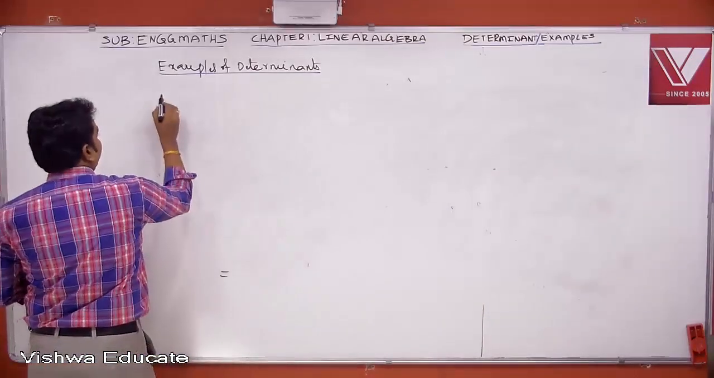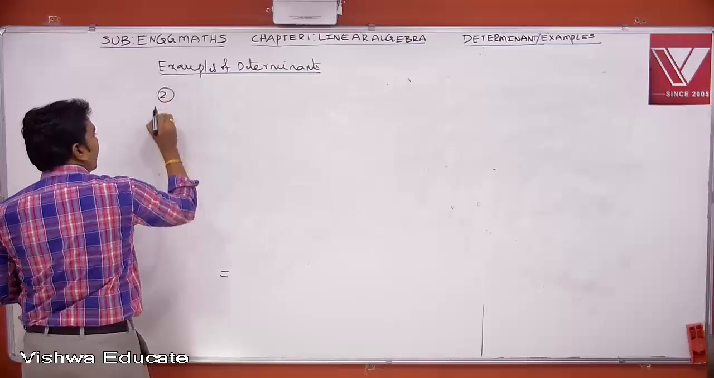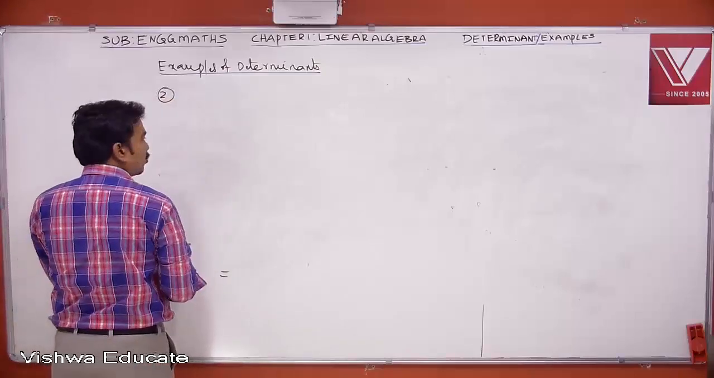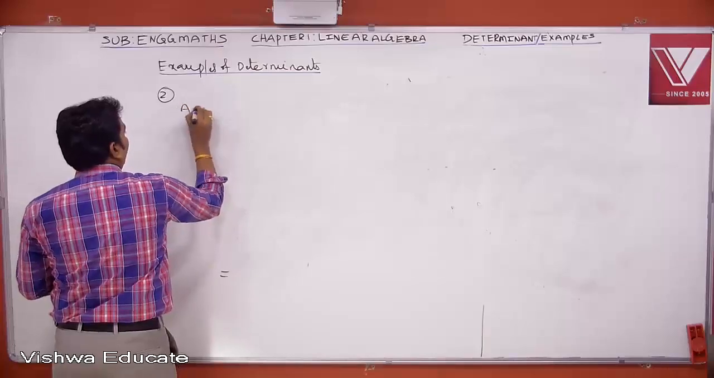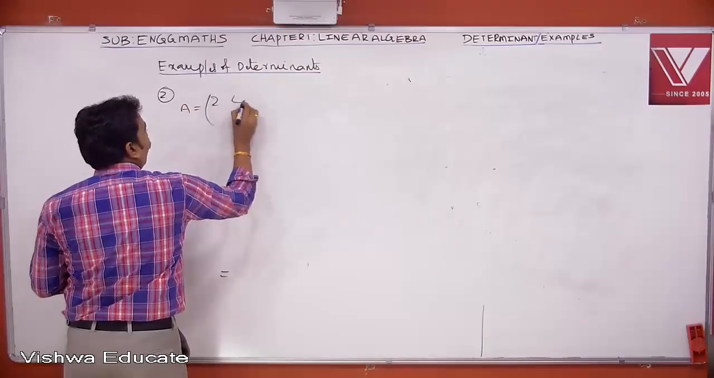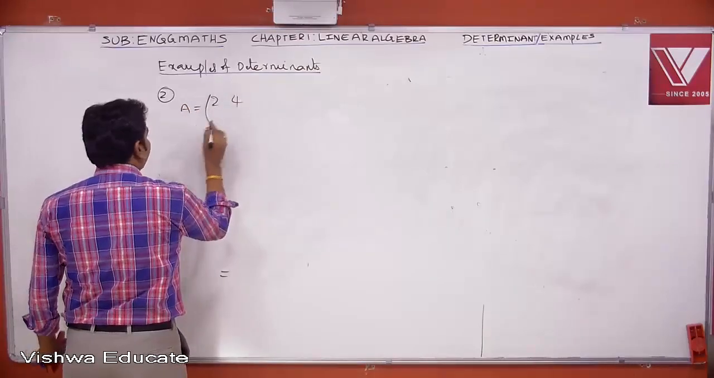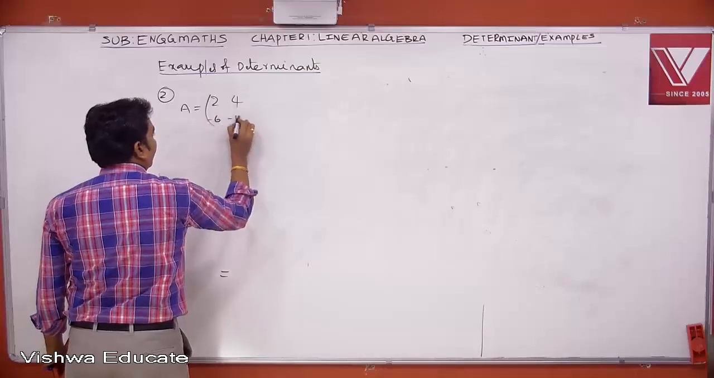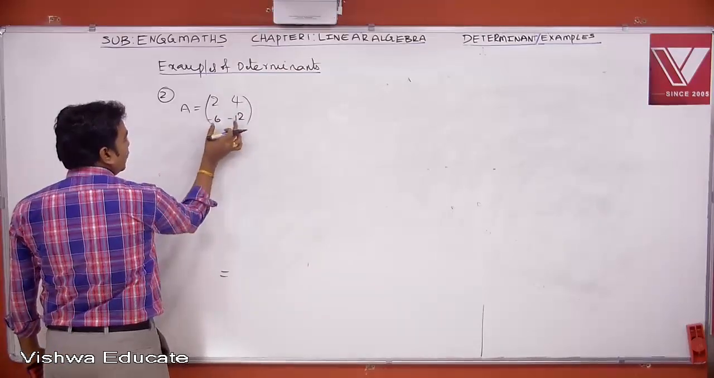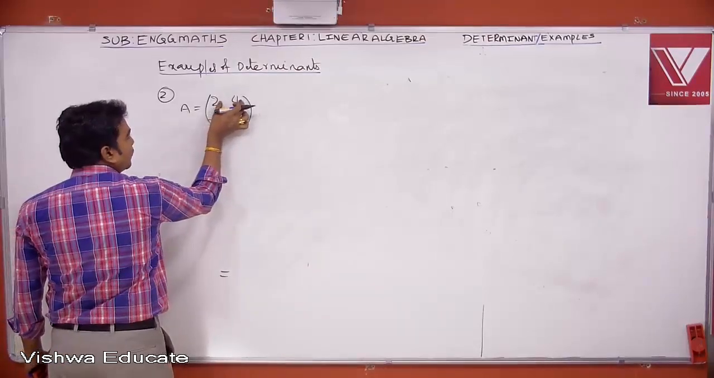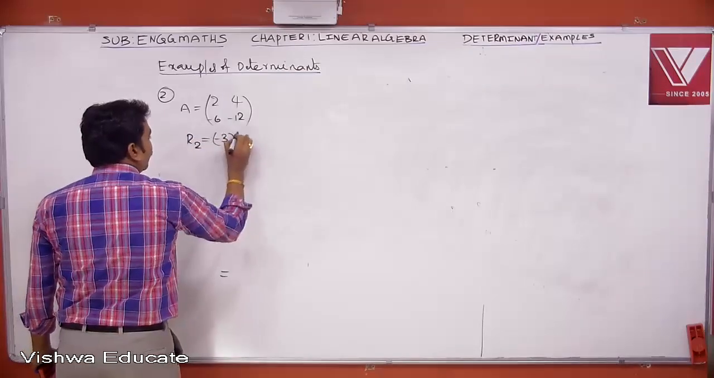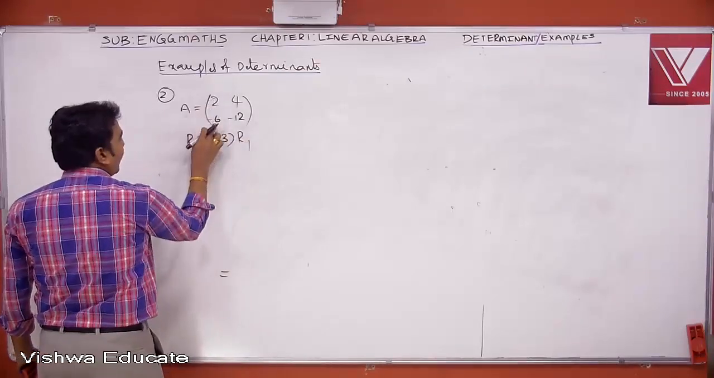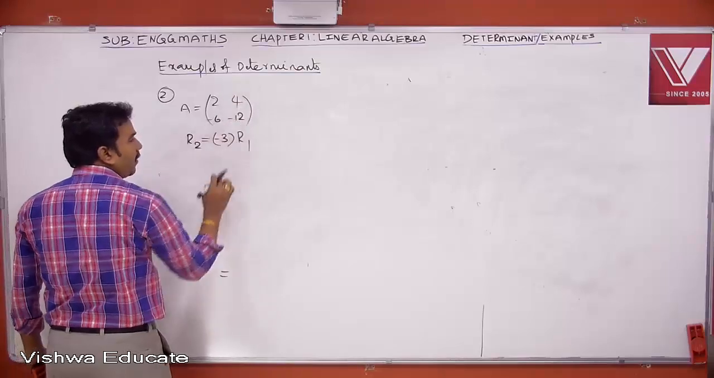Now we discuss the second example, second category. In every category we discuss one or two different examples. Suppose I have a matrix A equal to 2, 4, minus 6, minus 12. Now here this second row is minus 3 times of the first. That means R2 equals minus 3 into R1: 2 times minus 3 is minus 6, 4 times minus 3 is minus 12.